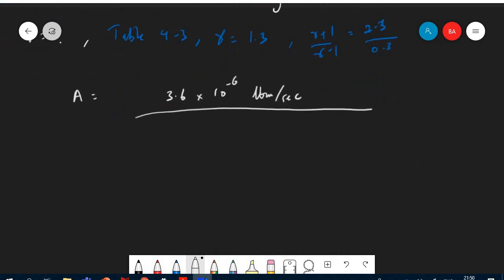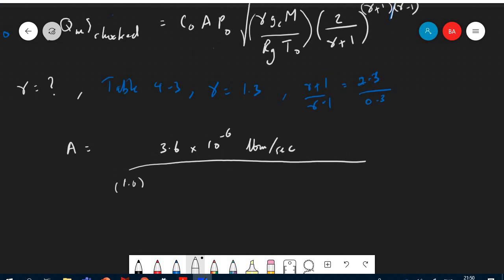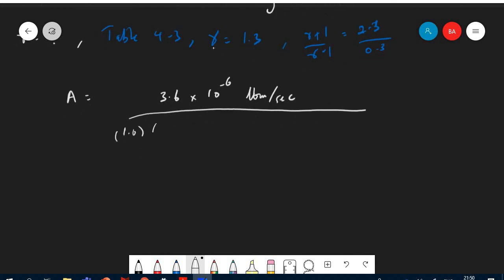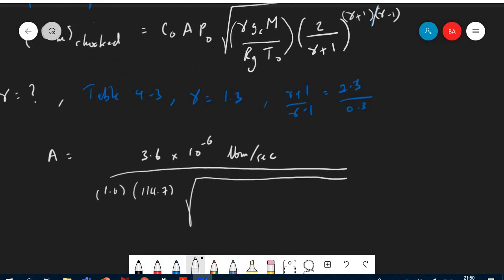So, that is equal to 1 multiplied by the C naught, and then multiplied by the P naught. P naught was 114.7, and then this is multiplied by the square root of, going back, the gamma. The gamma here is 1.32, into the GC, which is 32.17, into the molecular weight, which is 34.1.